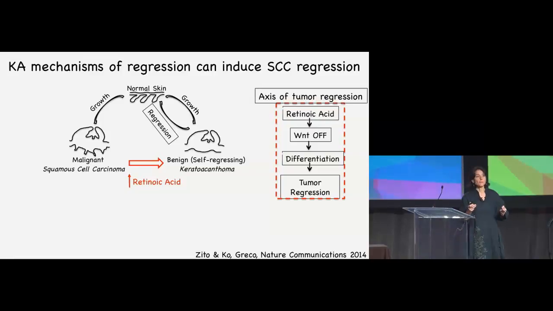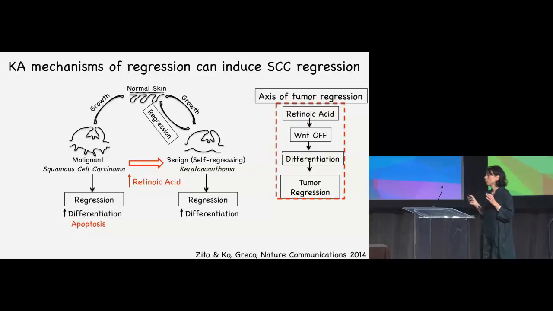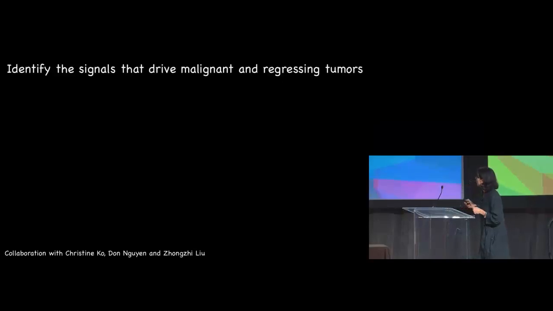Yet, when we went deep down into the analysis, we realized they do not behave identically. And in fact, while they upregulate the differentiation program, which is the favorite way by which the keratoacanthoma self-regress, they also trigger apoptosis. And so that has spurred for us the desire to understand the mutational landscape that differentiated these two types of tumors. And so this is an ongoing project in the lab where we want to identify the signal that distinguishes these malignancies versus benign tumors.